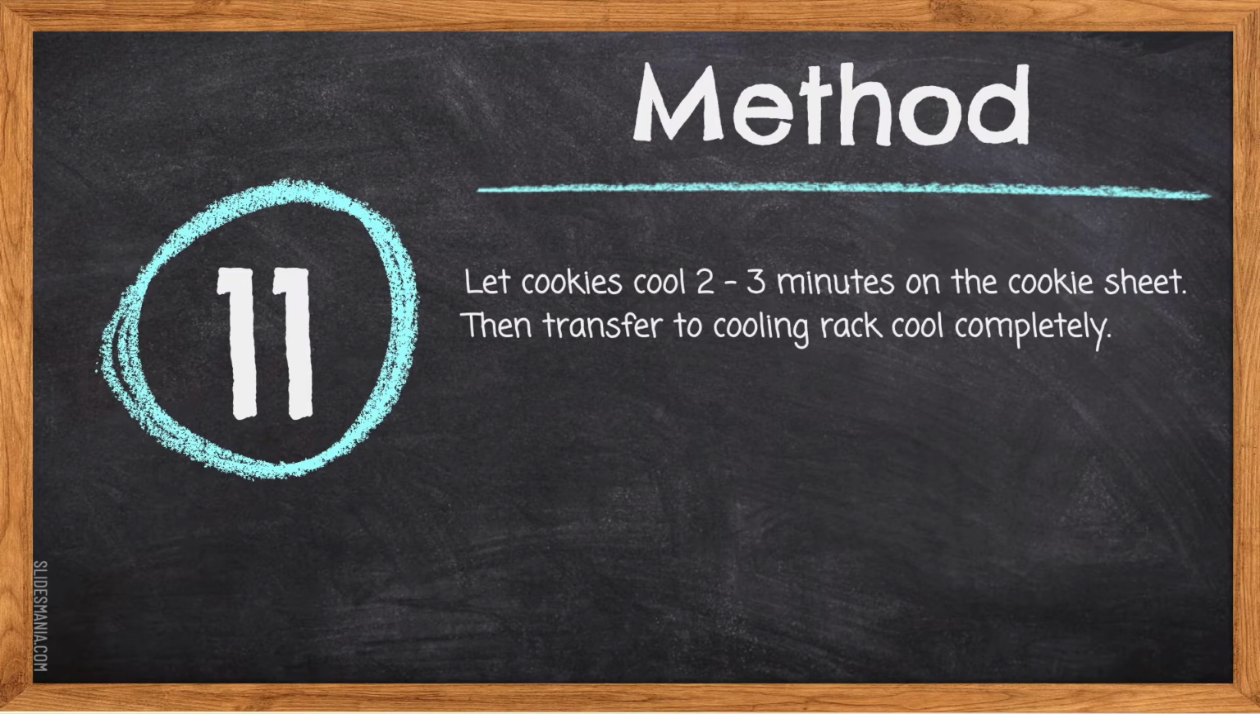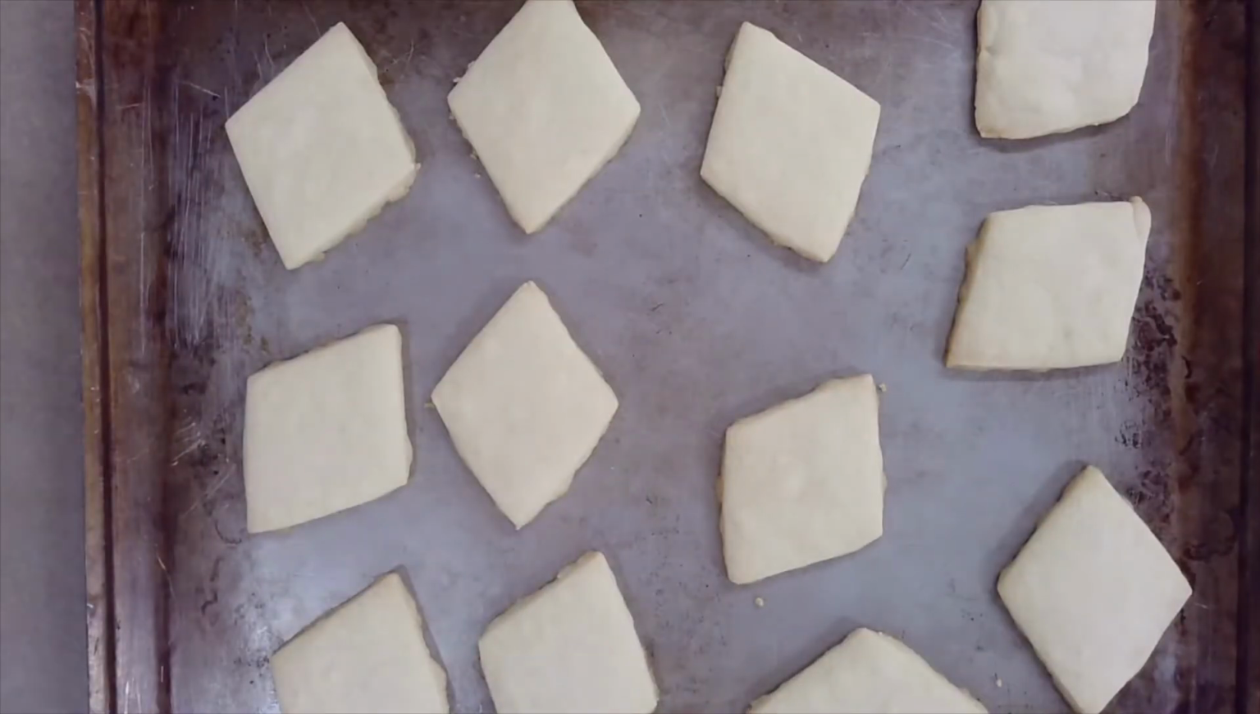Step 11. Let cookies cool 2 to 3 minutes on the cookie sheet, then transfer to the cooling rack to cool completely. When the cookies come out of the oven, the fat makes them super soft, and if you try to move them right away, they will just bend and break.